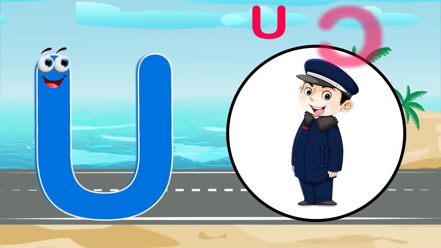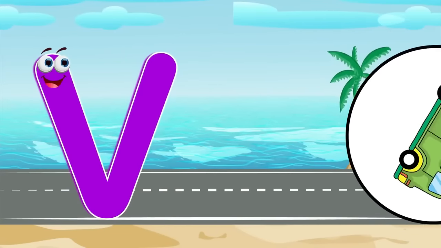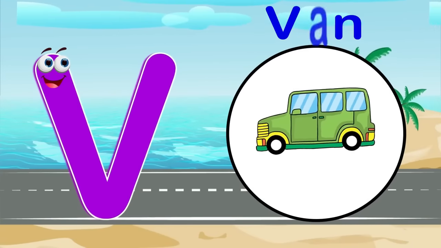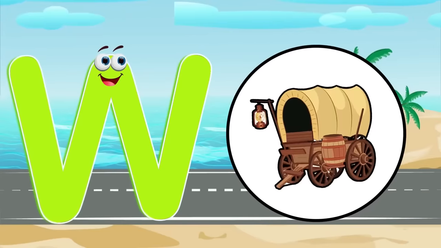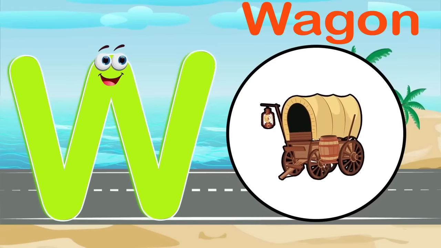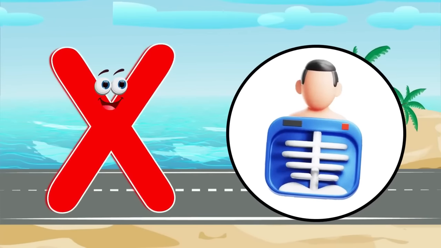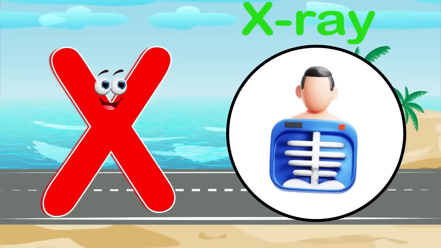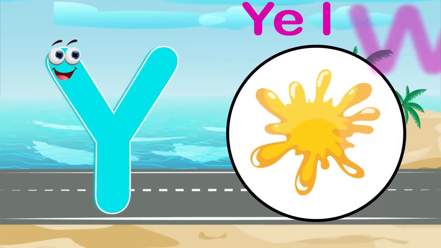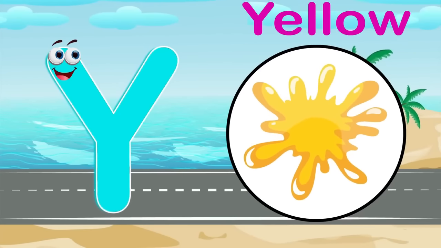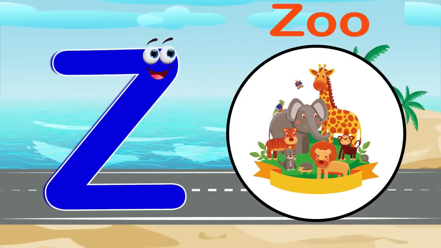U is for uncle, uncle. V is for van, van. W is for wagon, wagon. X is for x-ray, x-ray. Y is for yellow, yellow. Z is for zoo, zoo.